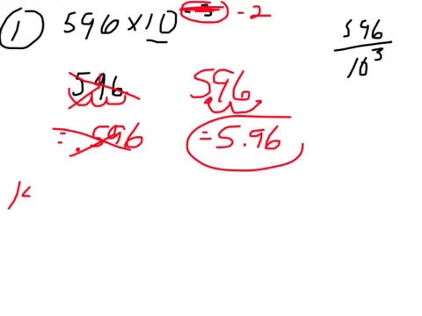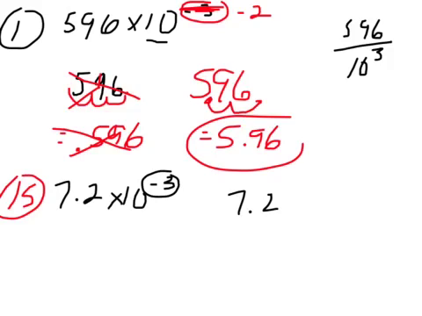And then I'll try to get 15 on here. 15 says 7.2 times 10 to the minus 3. Hopefully I've read that right. So I write down 7.2, and this exponent tells me to move it 3 to the left because it's negative. 1, 2, 3. So I fill in with 2 zeros, and we get 0.0072. Okay.